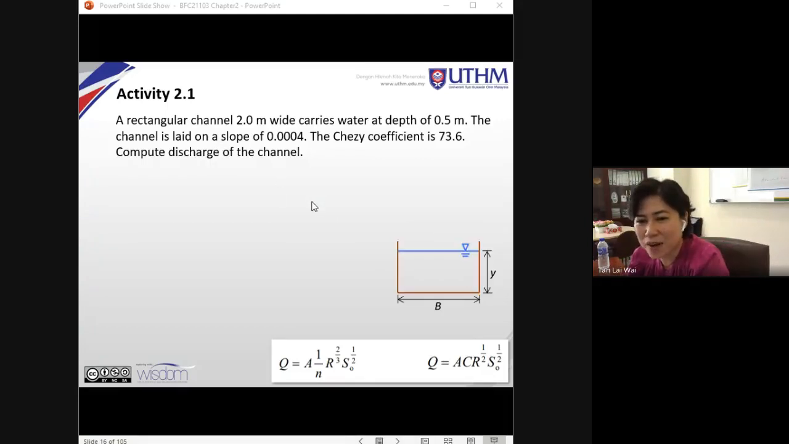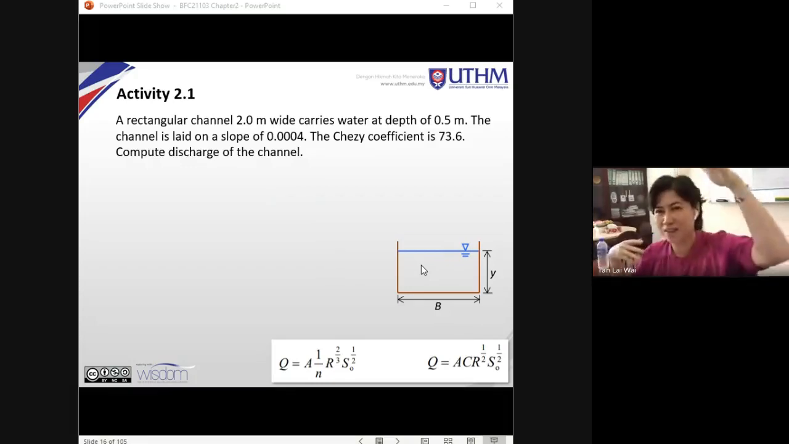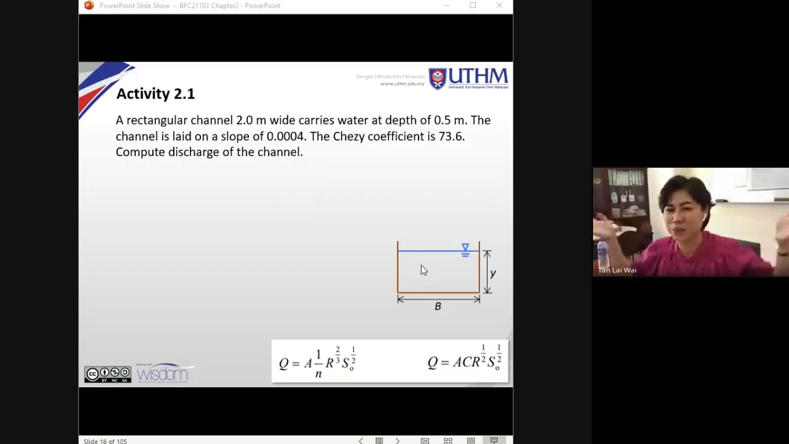Okay, let's look at our exercise or activity 2.1. This should be easy for you. It's a rectangular channel width, which is the B, right? The symbol is B. It's 2 meters. When I say 2 meters, you should have a good idea how wide it is. How wide is 2 meters? You know that our height is about 1.5, 1.6 meters, so you kind of know how wide it is.